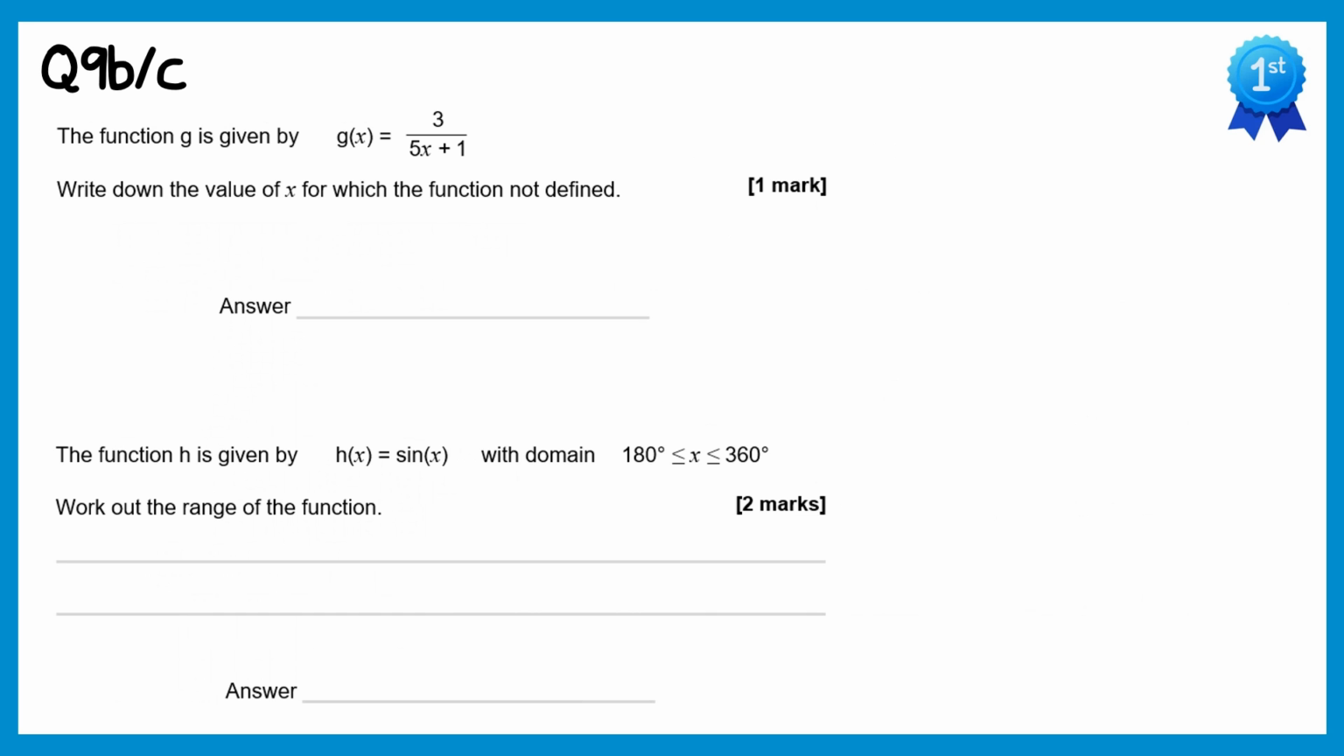In this part of the question, we're looking for an x value where the function is not defined. Since we have a fraction here, we know the denominator cannot equal 0. So let's look at this 5x plus 1, and let's imagine what value of x we would get if this were to equal 0. So if 5x plus 1 equals 0, take away 1 from both sides, then 5x will equal -1, and divide both sides by 5, then x will equal -1/5. So this function is not defined when x equals -1/5, since you'll get 0 on the bottom, and you can't do 3 divided by 0.